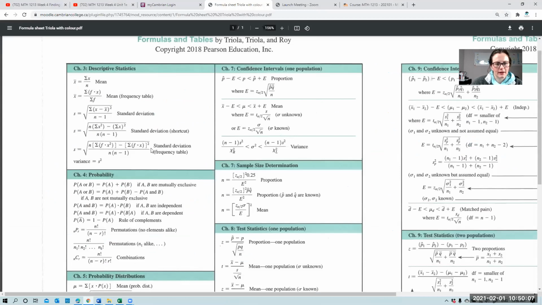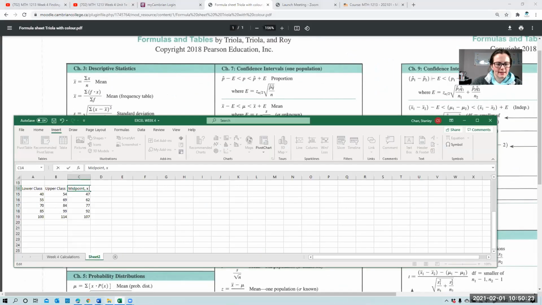This is the formula that you're going to be using on your test that's coming up Wednesday, February 10th at 8:30 in the morning. This is the formula you're going to be using for the standard deviation calculation. Okay, so back over to that Excel.